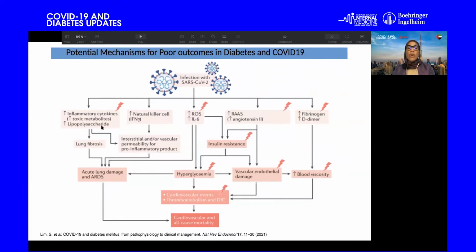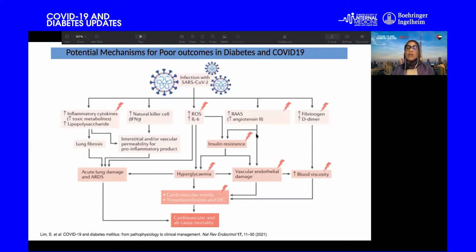So when you have an increase of these inflammatory cytokines, it can lead to direct lung fibrosis, or it may lead to interstitial and vascular injury, thus causing excessive permeability. What that does then is cause this acute lung damage, and we see that as the ARDS picture. On the other hand, the increase in the reactive oxygen species, which may also be occurring at the level of the pancreatic beta cells, and the activation of the renin-angiotensin system may exacerbate the insulin resistance, and that then contributes to further hyperglycemia.